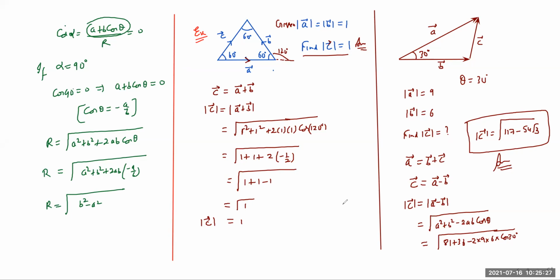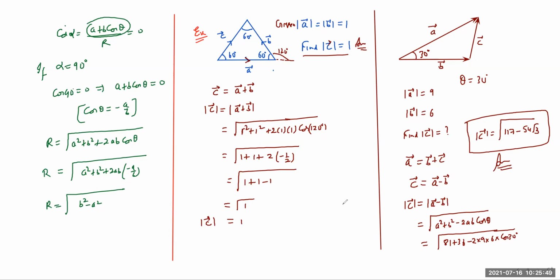But it is negative, sir. I got 6 upon 3 minus root 3. So you have to ignore the negative sign, because the length of C cannot be negative. Sir, but the answer will be the same in both cases, even if I take C as a variable. Yeah, the answer will be the same.